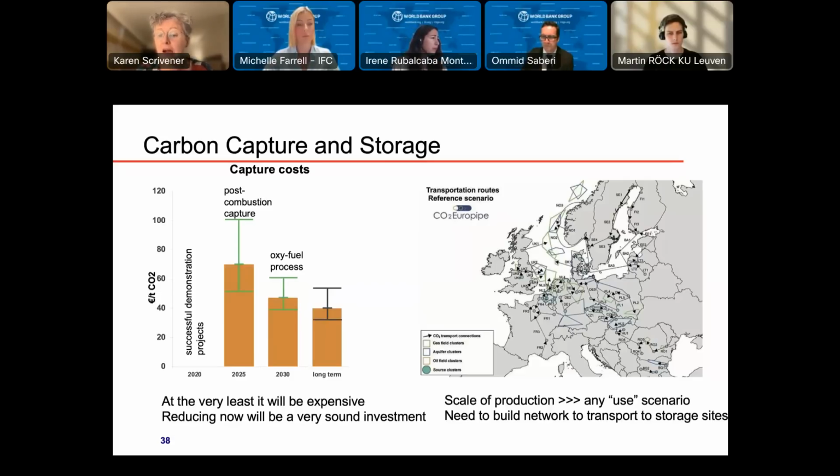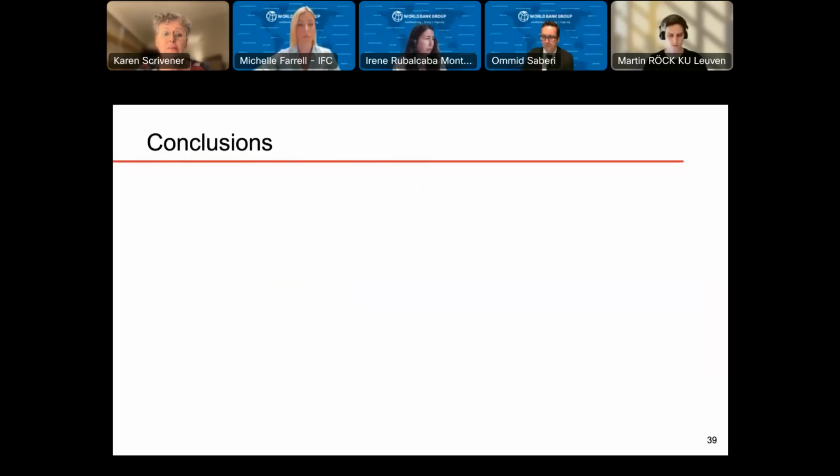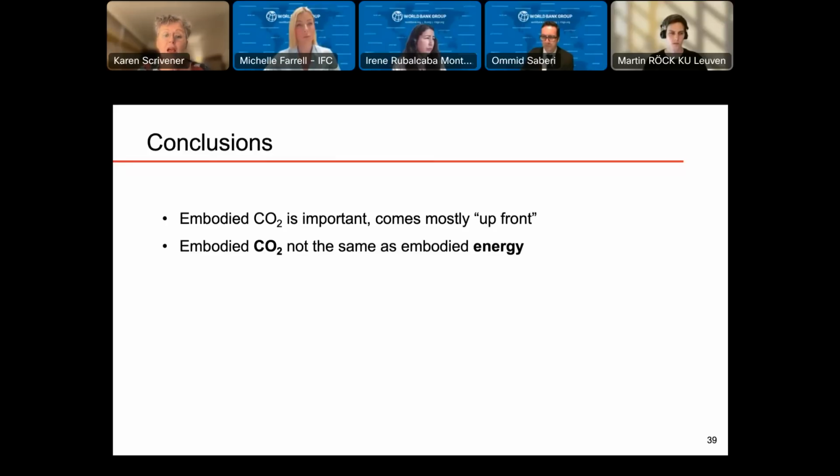And this will take time, and that's the problem. We don't have time, we have to move fast. So embodied CO2 is important. It mostly comes up front. It's not the same as embodied energy.